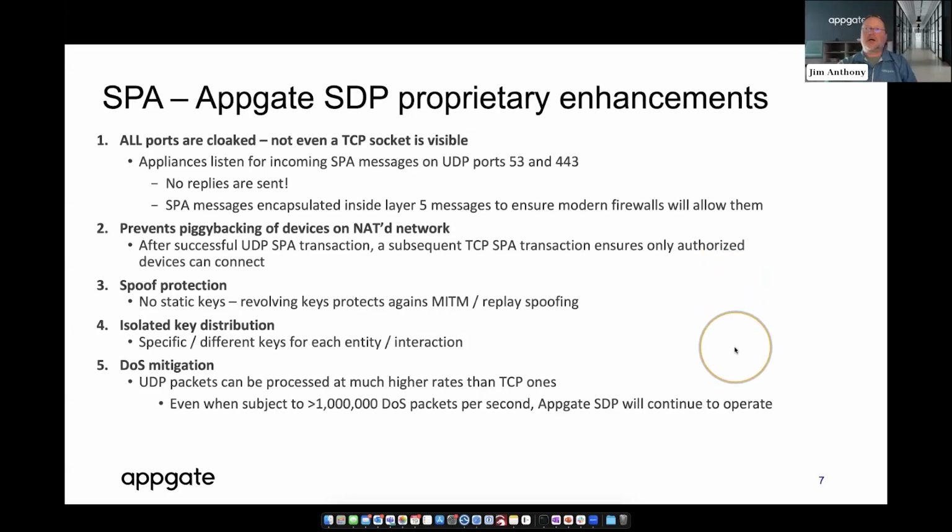Interesting stuff. Seems like a lot of work has gone into thinking about this port knocking concept and applying it to the AppGate SDP product and making it commercially viable, scalable, working in a lot of different corporate environments.